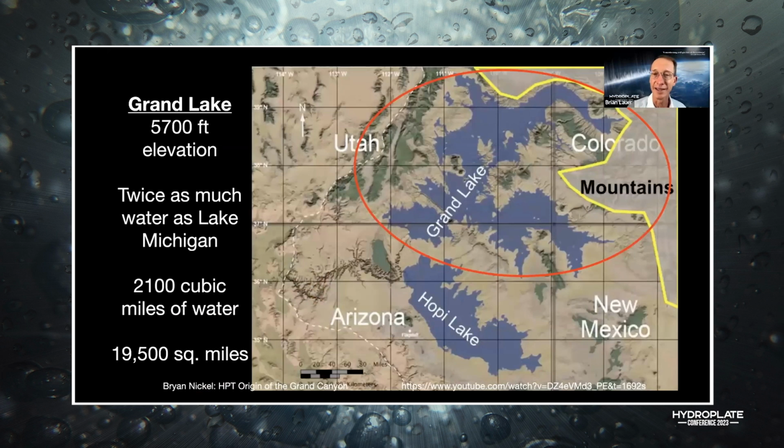Okay, let's take a look at this lake. Grand Lake, 5,700 feet of elevation. It's got twice as much water as Lake Michigan. And it's got 2,100 cubic miles of water. And that's a mile high. So there's a lot of potential energy.